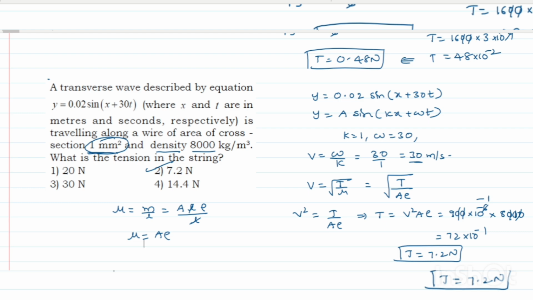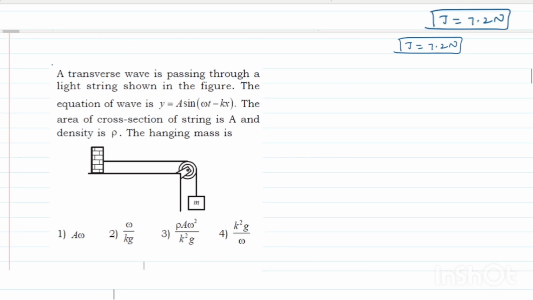Let us see the next question. The next question says a transverse wave is passing through a light string shown in the figure, and the equation of the wave is given as y equals a sin(omega t minus kx). The area of cross section of the string is a, and the density is rho. They are asking for the hanging mass.